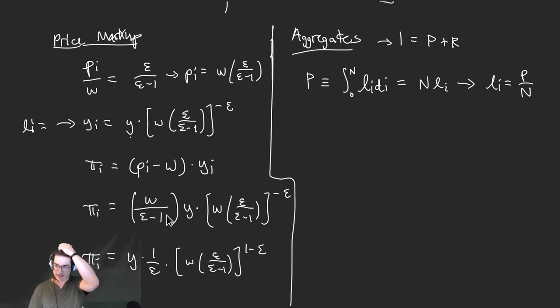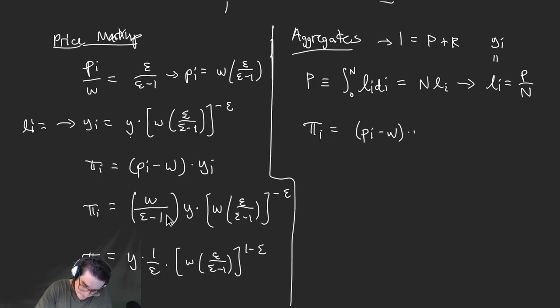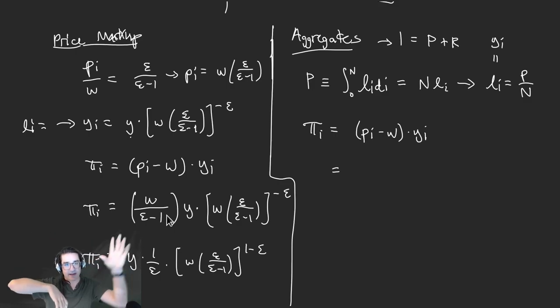All right. So how does this help us? Well, we can go back to that pi_i equation. This is also y_i. Remember, y_i is equal to l_i. So this thing on the left here we found is also equal to y_i, P over n. And so we're going to sub that in for y_i instead of this ugly mess that we have on the left. So, stepping back, this is our profit. We're going to plug in the elasticity thing we found for p minus w, but then we're going to plug in this aggregate P over n for y.